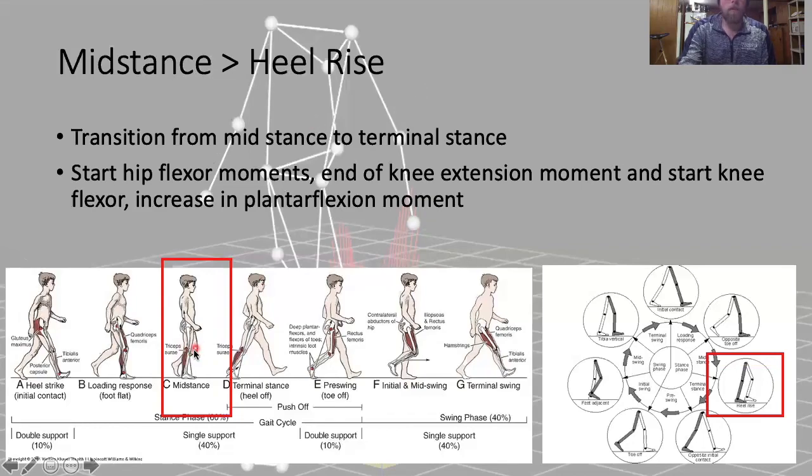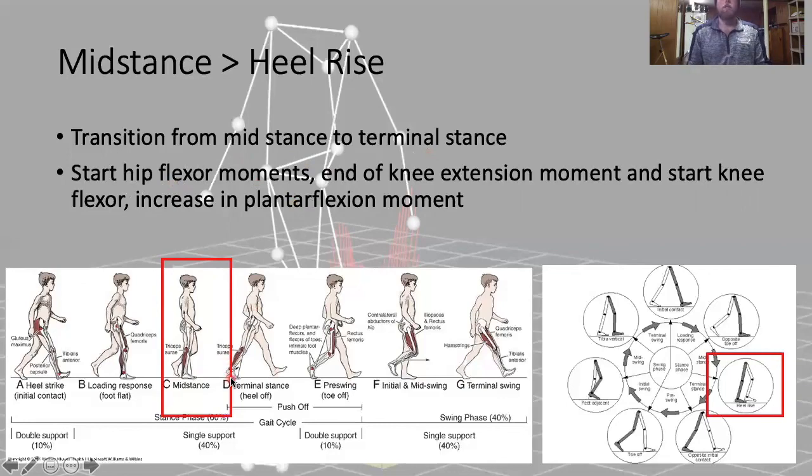Now we're working from mid stance to the heel rise component, right? We've gotten through mid stance and we're about ready to see this heel come off the ground. You're going to transition from mid stance to the terminal stance. You're going to start hip flexing, right? Here we are at the most extension that we're going to have. So you're going to start to flex the hip.